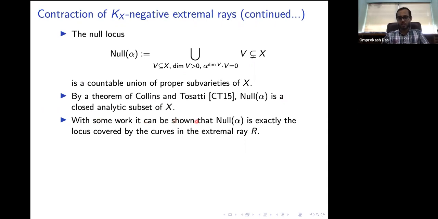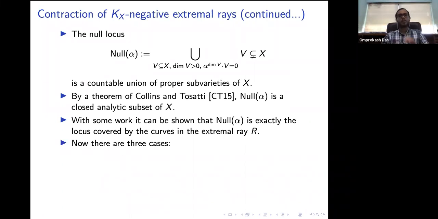With some work it can also be shown that the null locus of alpha is exactly the locus covered by the curves in the extremal ray R. It requires some technical work, but you can show that if I take all the curves in the extremal ray and take the locus in X, that is exactly the null locus of alpha.